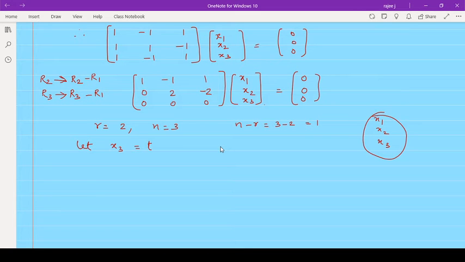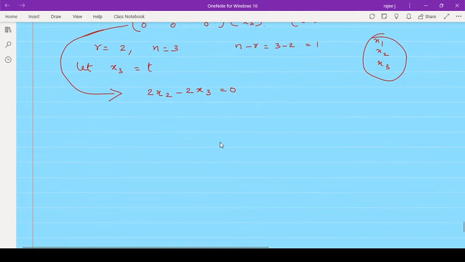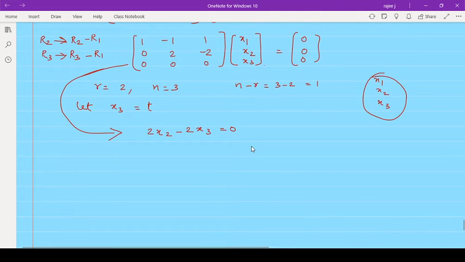So from here, I am going to write the equations. From the second row, 0x1 plus 2x2 minus 2x3 equal to 0. And from the first row, we have x1 minus x2 plus x3 equal to 0.